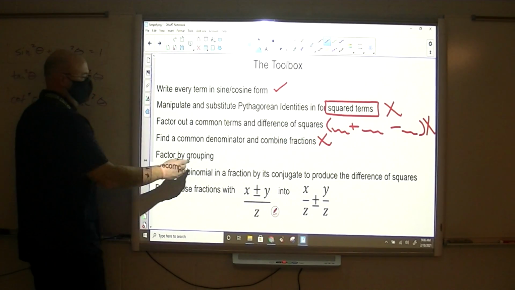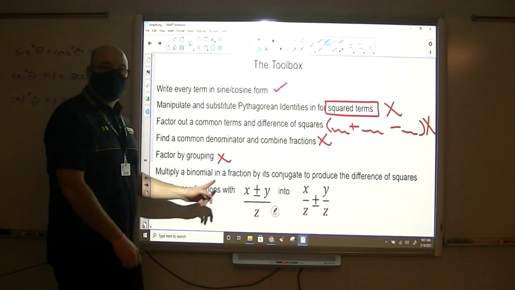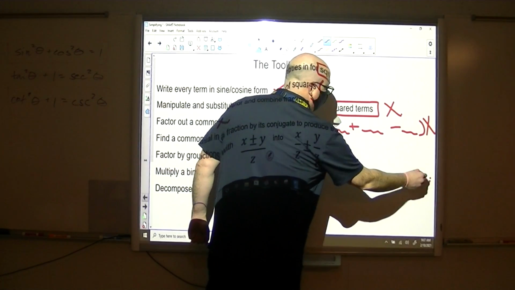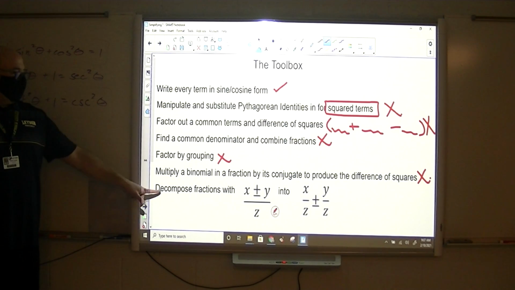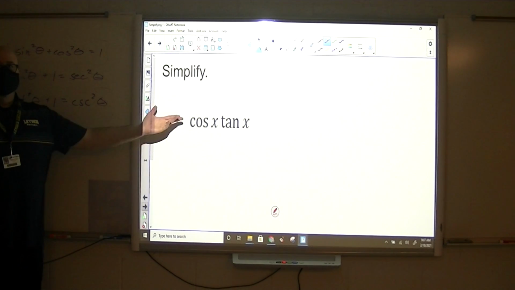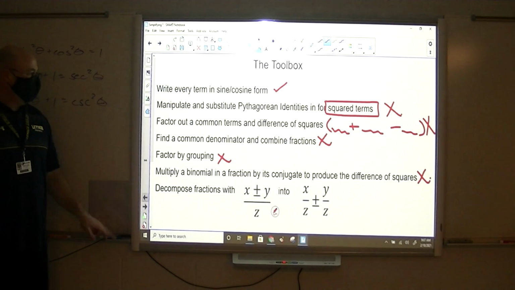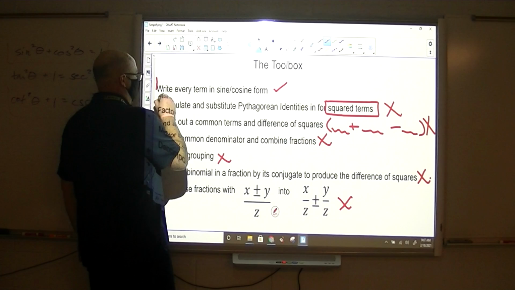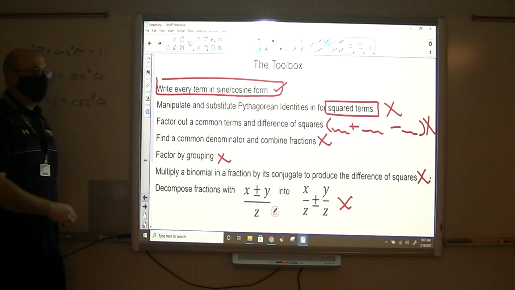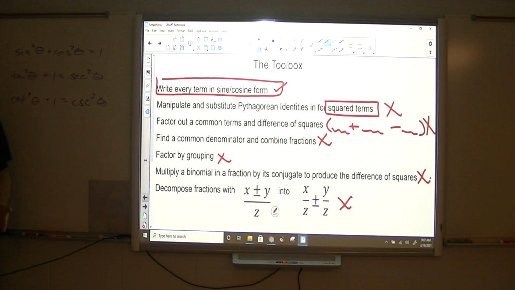Factor by grouping, we just said no. All right, I'm on record as saying this is very rare. All right. Decomposing a fraction, there is no fraction. So we went through the whole list this time, and still we're left with the conclusion that this is the only tool that I can use to start this problem.